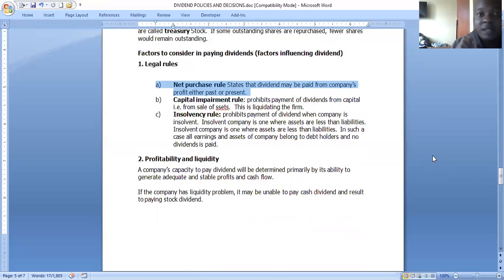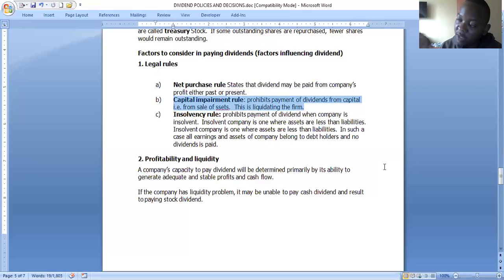This rule states that dividends may be paid from the company's profit, either in the past or in the present. Dividends can only be paid out of profits. Therefore, it is illegal to pay dividends out of capital. Number two is the capital impairment rule, which prohibits the payment of dividends from capital. So legally, a firm can only pay dividends out of profits.